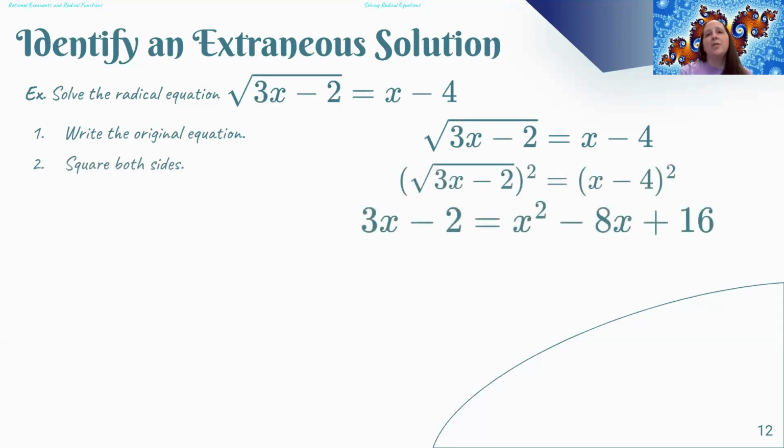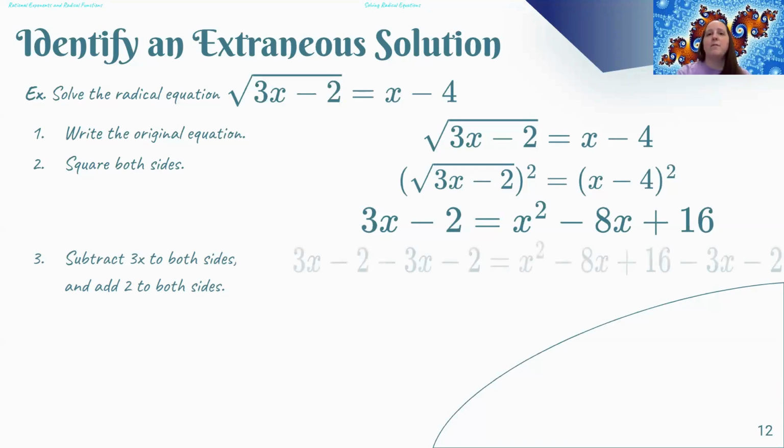When I do that, I get 3x minus 2 on my left side and x squared minus 8x plus 16 on my right. So again, I took that x minus 4 squared, so x minus 4 times x minus 4. I'm going to go ahead and FOIL it out, or you can use the lobster claw method, whichever method works for you. I subtract 3x and add 2 to both sides of my equation because I want to get everything on one side of my equation and equal to 0 so I can factor it.